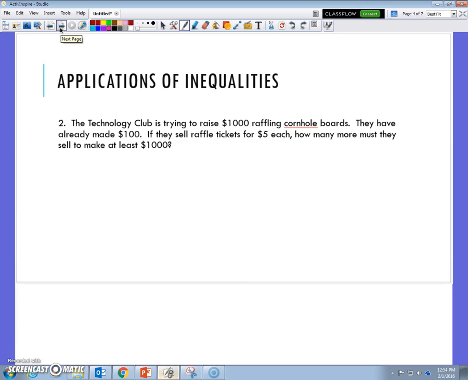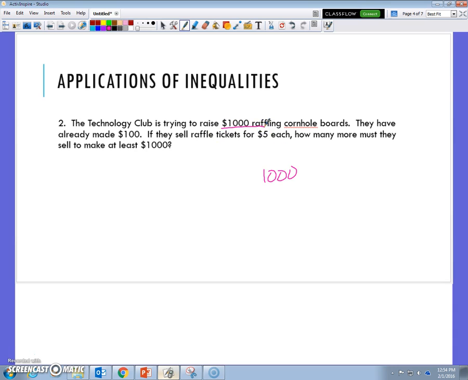Okay, number 2, the Technology Club is trying to raise $1,000 raffling boards. They have already made $100. If they sell raffle tickets for $5 each, how much more to make at least $1,000? So once again, they're shooting for $1,000, right? It says that twice in the problem. It says it right here.